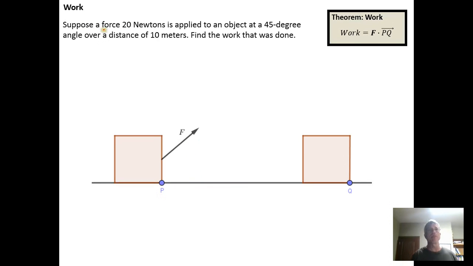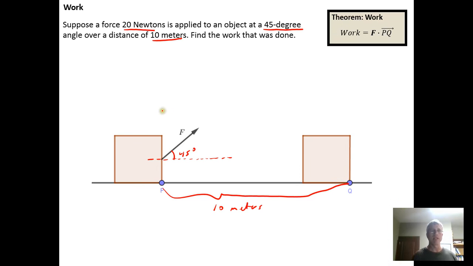So in this example it says, suppose a force of 20 newtons is applied to an object at a 45-degree angle over a distance of 10 meters. Find the work that was done. So this force here is a 20-newton force. We're being told that it makes an angle of 45 degrees with the object that's being pulled through the distance of 10 meters. So in this case we weren't given the vectors, but if we think about establishing an XY coordinate system, it's easy to describe the distance vector PQ.